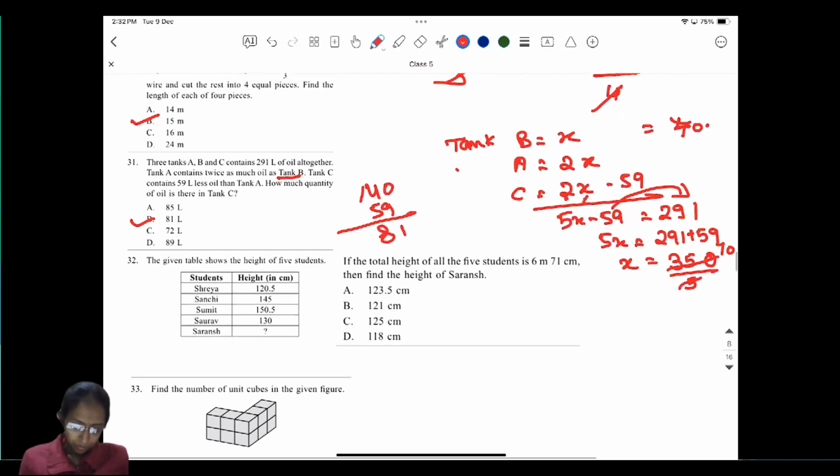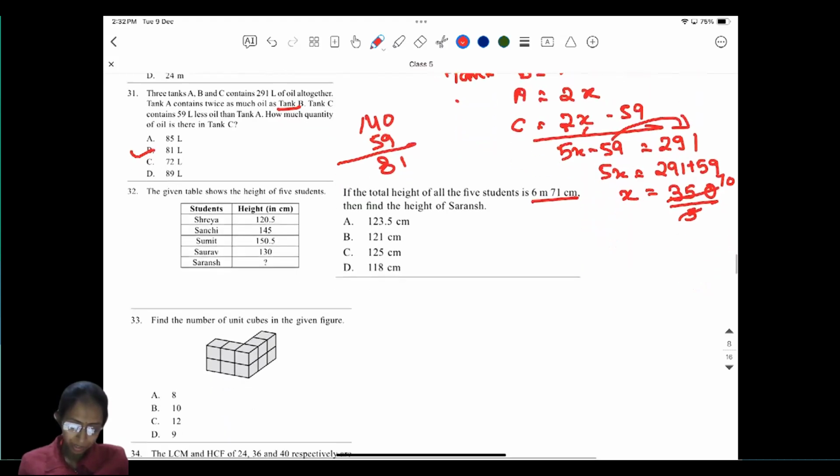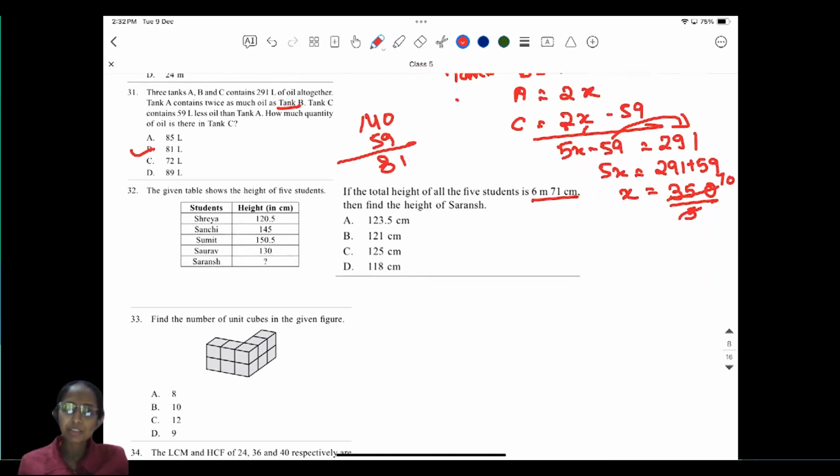Now 32nd question. The given figure shows the height of 5 students. If the total height of the 5 students is 6 meters 71 centimeters, then find the height of Saransh. So we need to add all these heights and subtract it from 6 meters 71 centimeters, that is 671 centimeters. So first of all, add them.